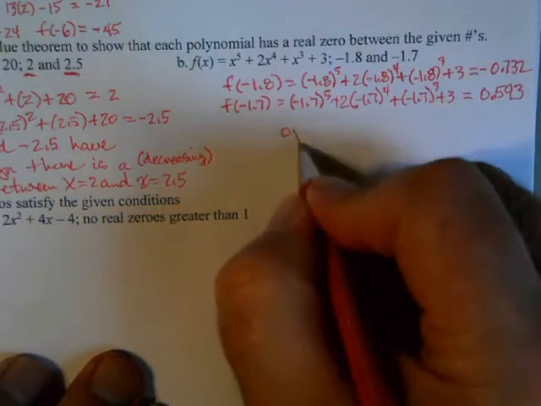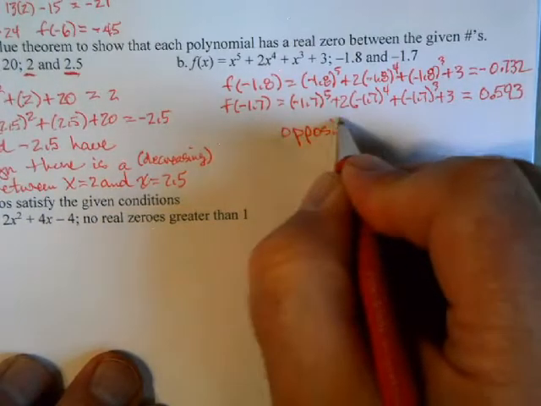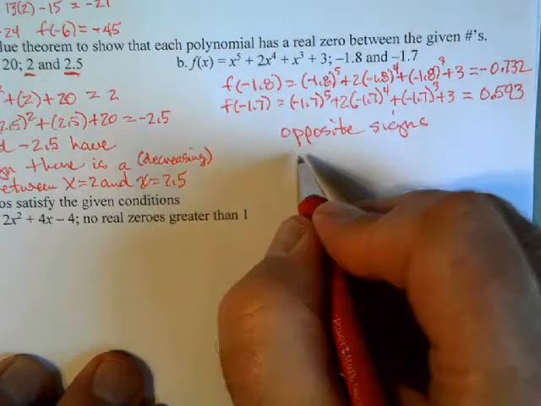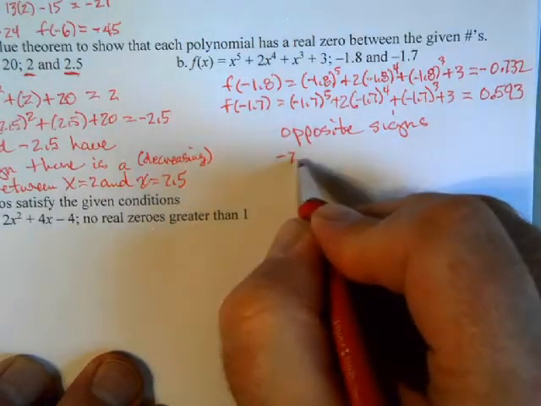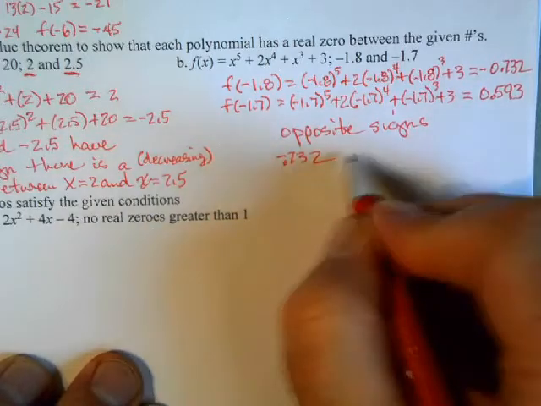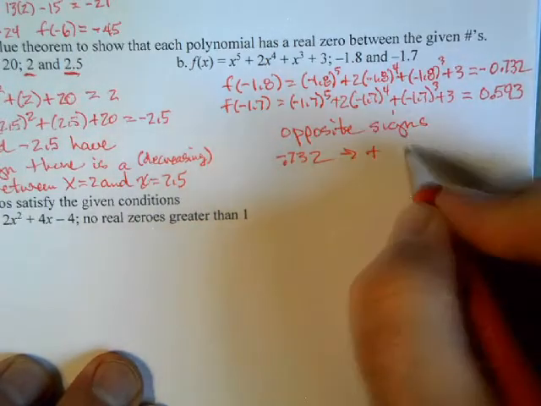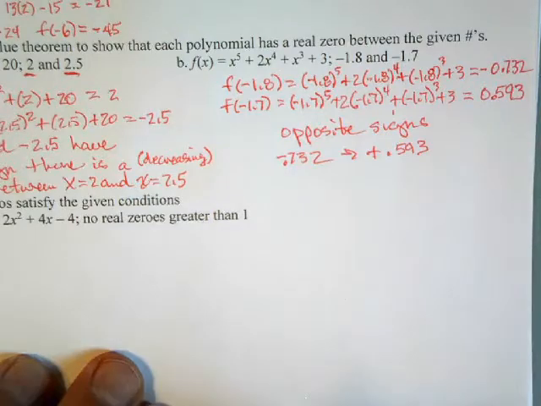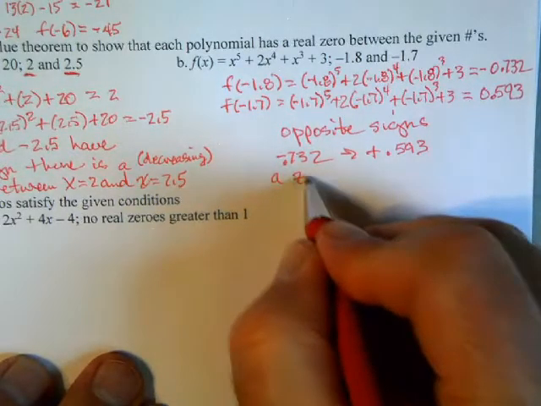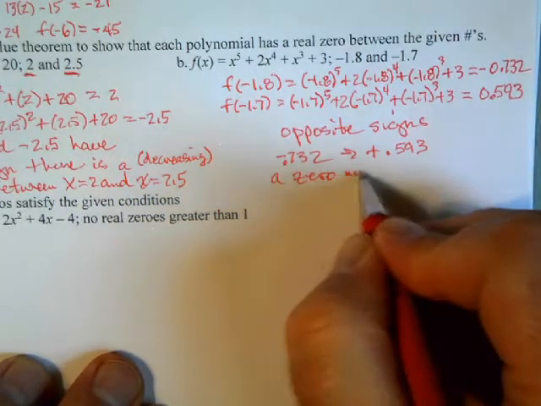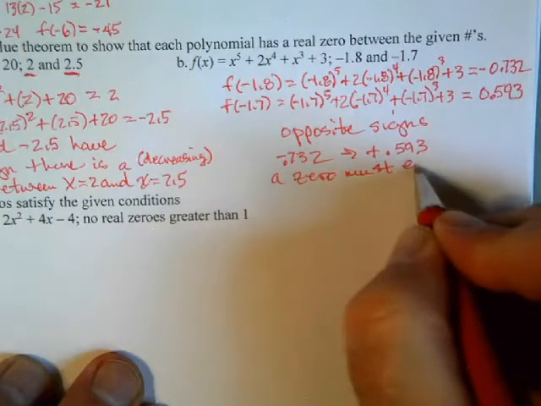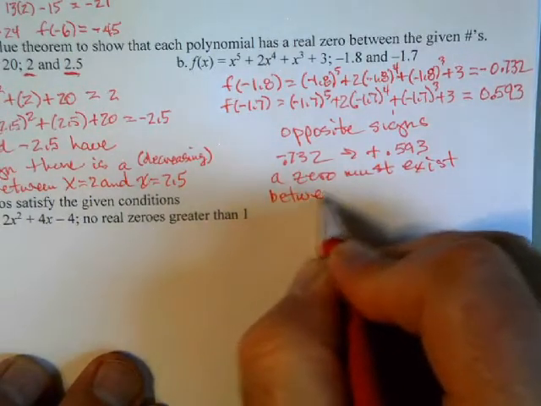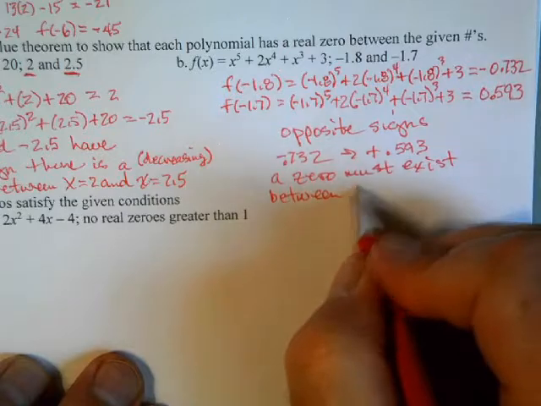I went from negative 7.732 to positive 0.593. Therefore, a 0 must exist between x equals negative 1.8 and x equals negative 1.7.